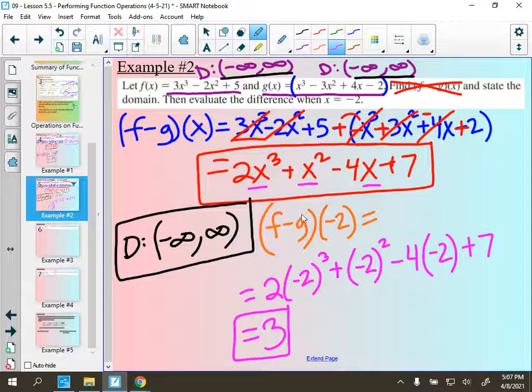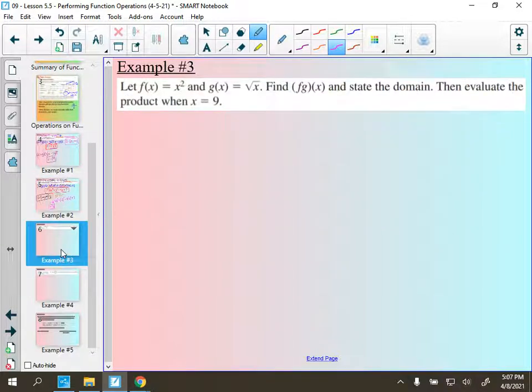So f minus g of -2 ends up being 3. Use your calculator. Don't do what I'm doing here. So again, same deal. There's my composition, or not my operation, my domain, and then using it to plug in a number. All right, let's keep her moving. We're getting there. Slow and steady.